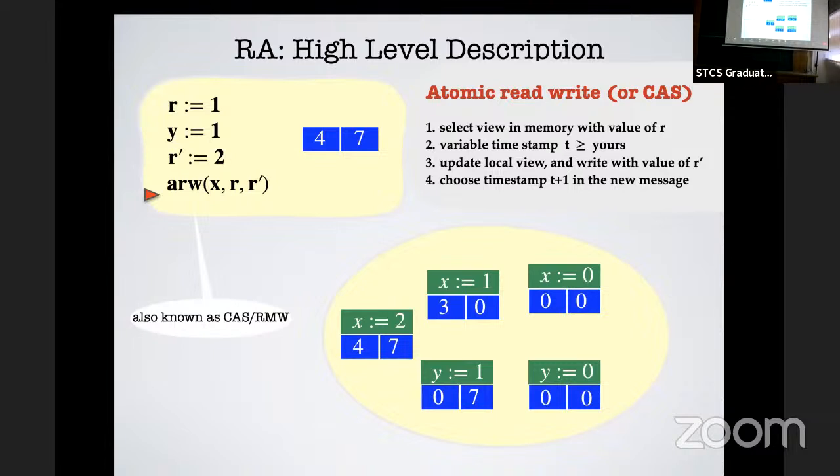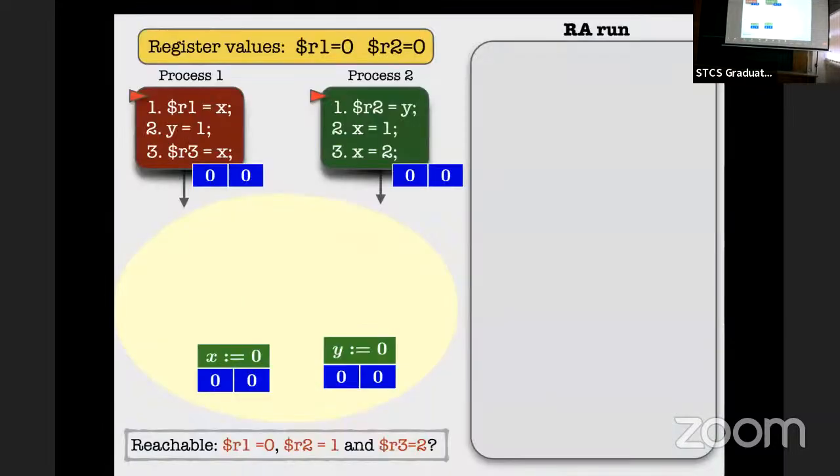Okay, so we are done with the operational semantics of release acquire. I have one example to show. Maybe I think we have seen enough examples, so I can go through this quickly.